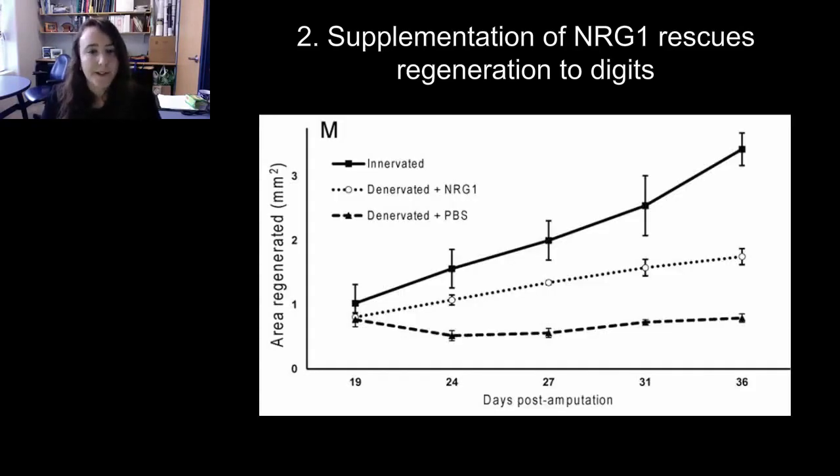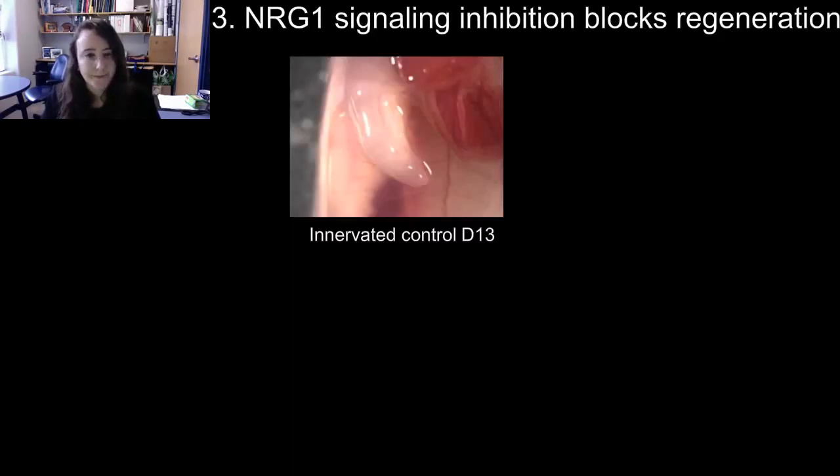And we can see this when we quantify the growth as well. It plateaued a little bit over time. It seems neuregulin wasn't capable of really supporting that much growth late in the process, but those limbs did grow significantly more than the PBS-treated limbs did. So we can effectively cross off number 2 on our checklist and say that yes, neuregulin-1 does in fact rescue regeneration in denervated limbs.